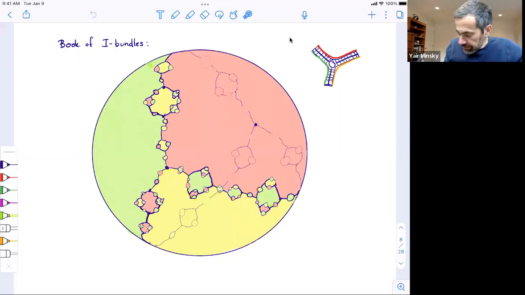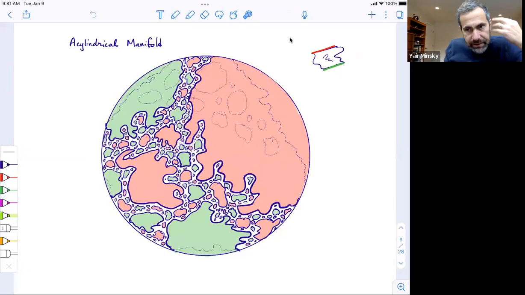Okay. So my goal here is to get a picture of what's going on in everyone's mind, so that when I say all sorts of wrong things, you can catch me. Okay, so the acylindrical case was a bunch of disjoint closed disks and a bunch of groups, stabilizers that don't have any common elements.